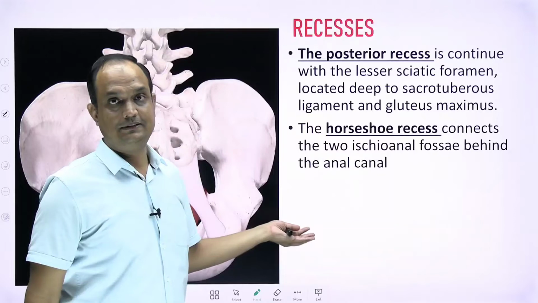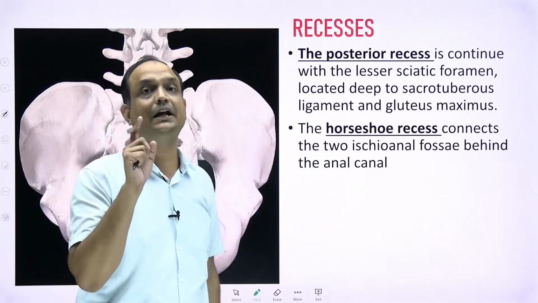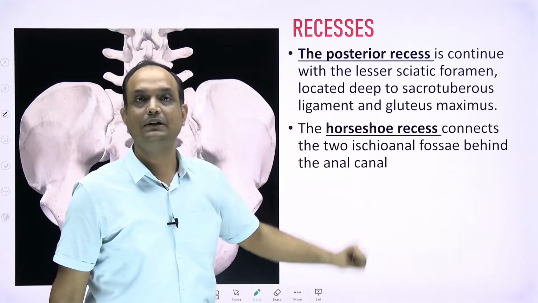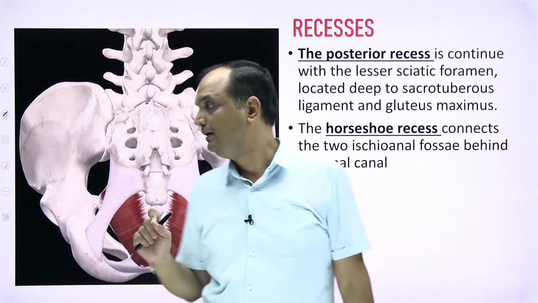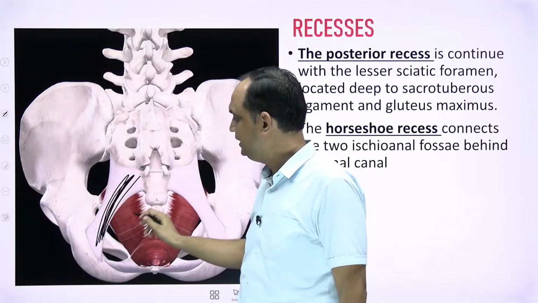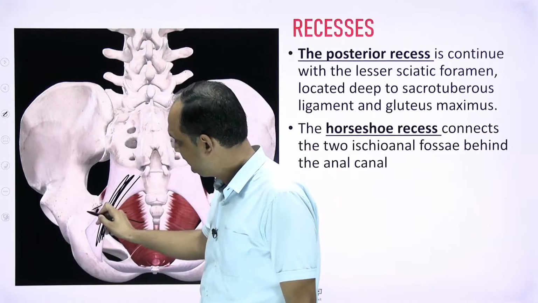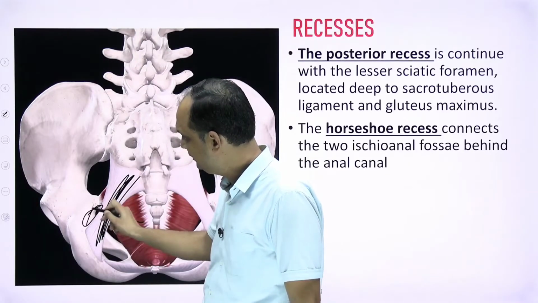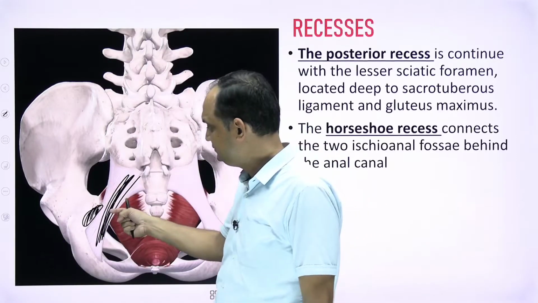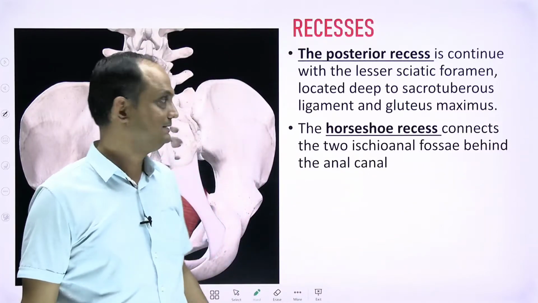Now, what is the posterior recess? I just told you that the posterior recess continues with the lesser sciatic foramen, located deep to the sacrotuberous ligament and gluteus maximus. Again, the important concept to understand is that this sacrotuberous ligament is the posterior limit of the posterior extension of the fossa, but the fossa may extend through this lesser sciatic foramen in this area, which is covered by the gluteus maximus, and this posterior extension of the fossa is known as the posterior recess.